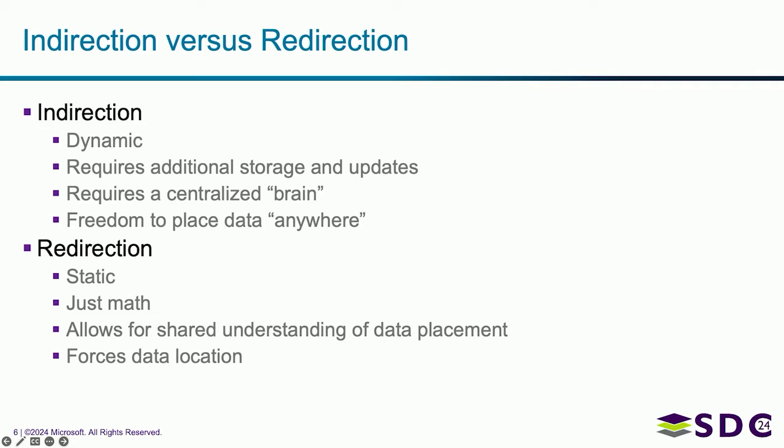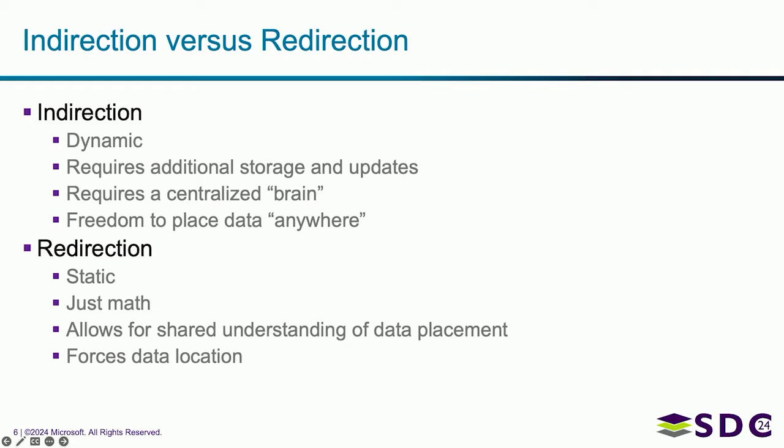The centralized brain, whatever that thing is, has to be part of the system and constantly being referenced and updated. It does give you this huge freedom, which is you can place your data anywhere. As I used to tell my boss, writes are easy, reads are hard, because with writes, I can put the data anywhere as long as I remember where I put it. But when I go to read it, I have to remember where I put it and go get it from there. So this is what allows you to do that kind of thing.